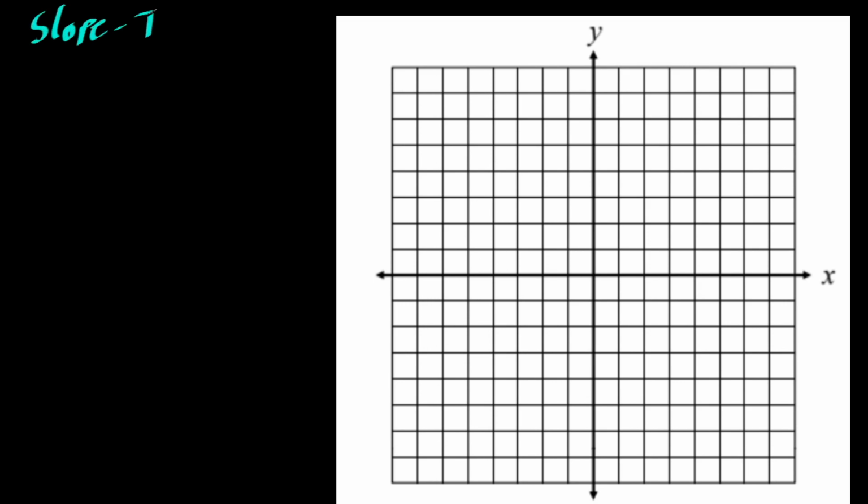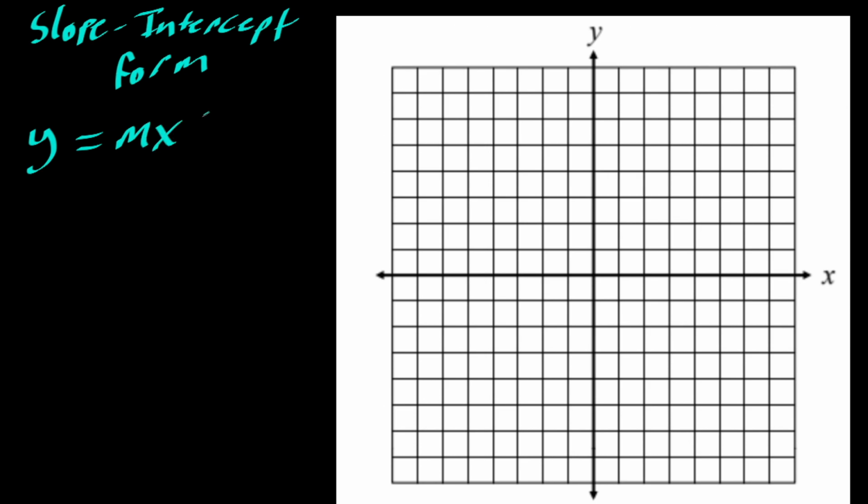slope intercept form of a line, which looks like this: y equals mx plus b. All right, so now this is how your setup will look, but what we want to do is basically go over what does m mean and what does b mean, because they mean two different things.